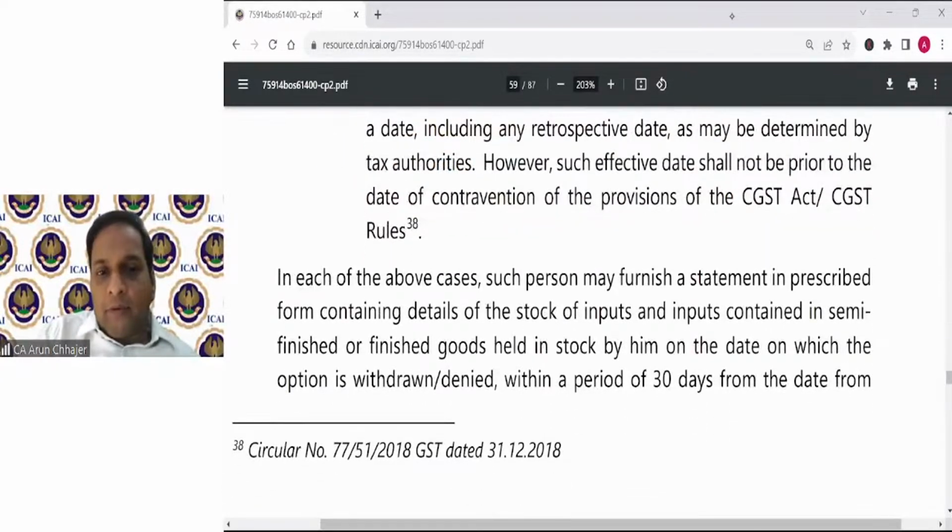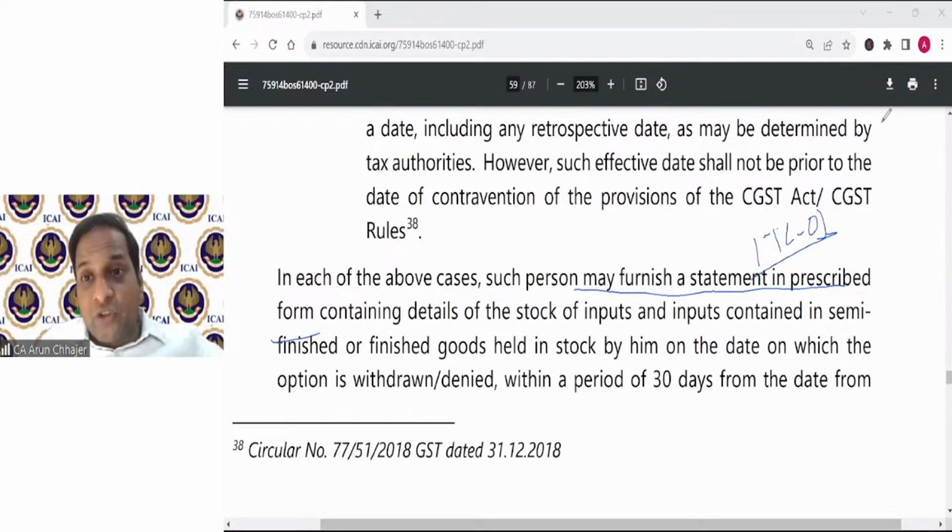In each of the above cases, the person may furnish the statement in the prescribed form. For taking the ITC, that will be ITC 01. For reversing the ITC, there is form ITC 03. Again, I am repeating, the form number is not required from the exam point of view. I am just using the word because you are doing your articleship, so you can correlate with the practical part. When the theory is linked with the practical, it will be remembered for a longer period.